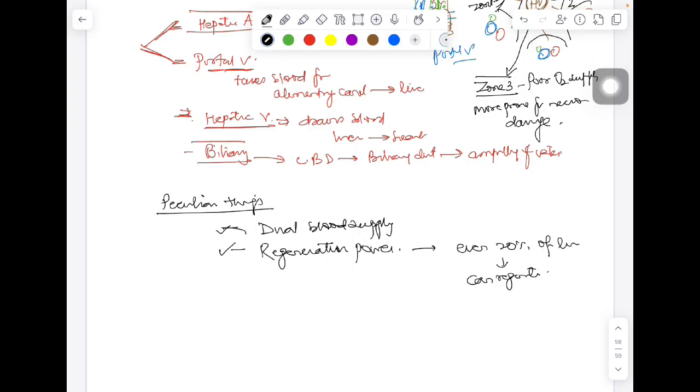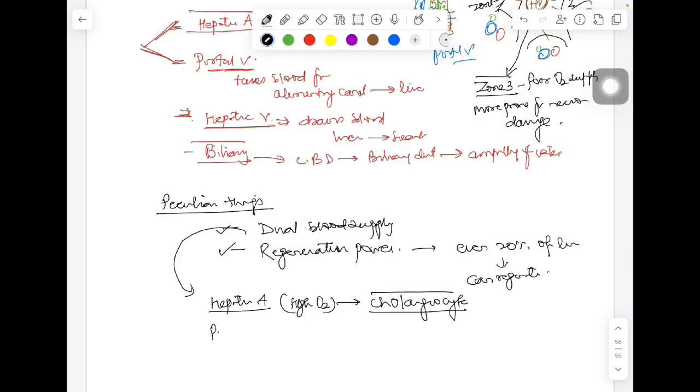Now, dual supply, elaborated further. The hepatic artery gives high O2 blood. It supplies the cholangiocytes, that is the biliary radical bile-producing cells, while the portal vein, which comes from the alimentary canal, that is the GIT, rich in nutrients, supplies the normal hepatocytes.